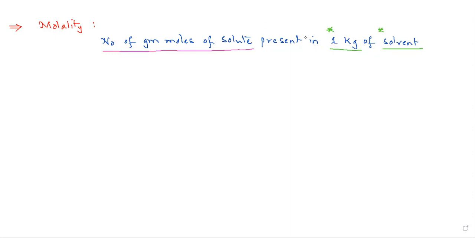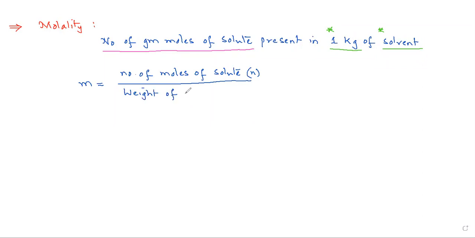Right? Now, mathematically, this can be given as small m, because molality is represented by small m. It can be given as the number of moles of the solute, small n, by the weight of the solvent, capital W, in kg.